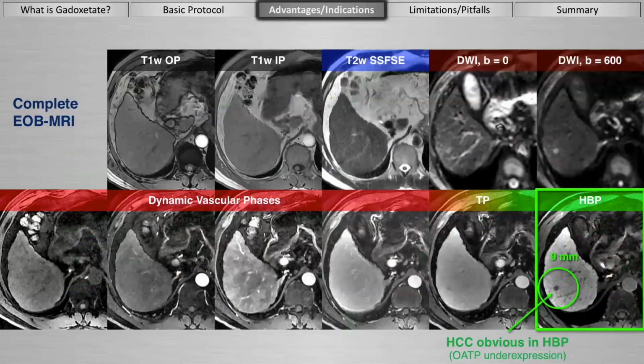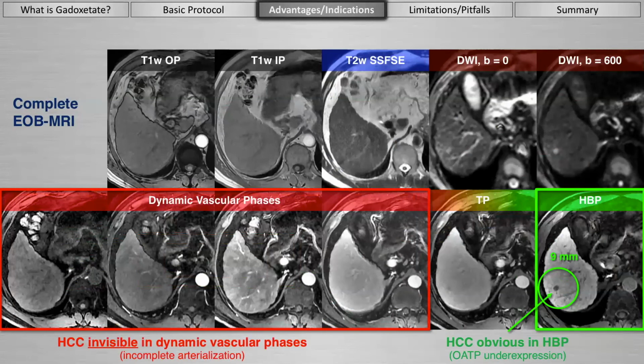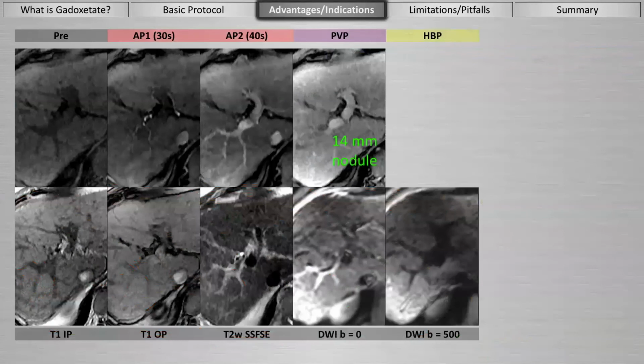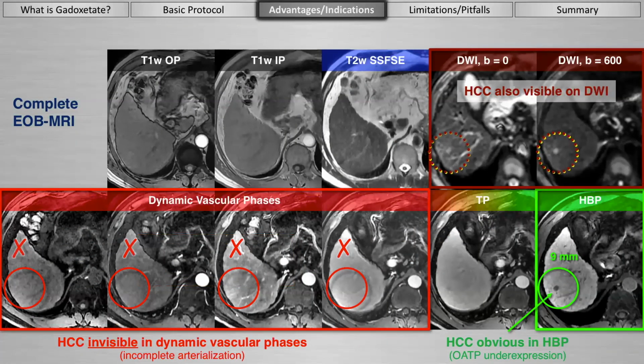I now want to draw your attention to the dynamic phases. And can anyone see the HCC here? And the answer is no, you can't. You cannot see the HCC because this particular cancer has not yet had an alteration in its arterial flow. Now, this particular cancer is also visible on DWI, which will be a topic of a later lecture in today's marathon. So, bottom line is that OATP can pick up cancers before they develop vascular alterations.